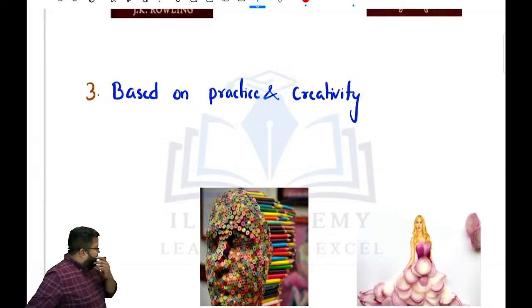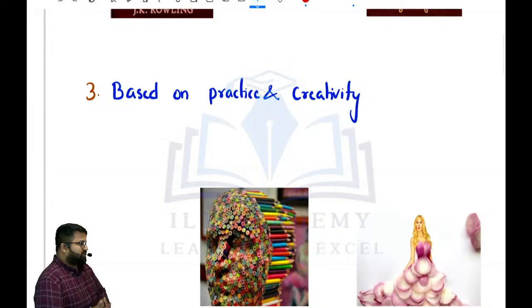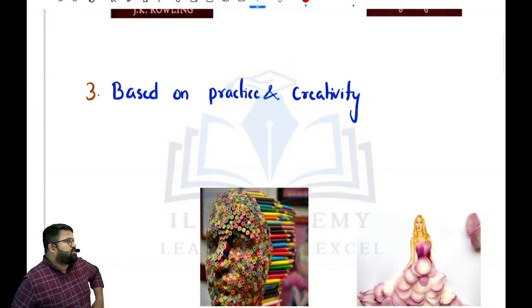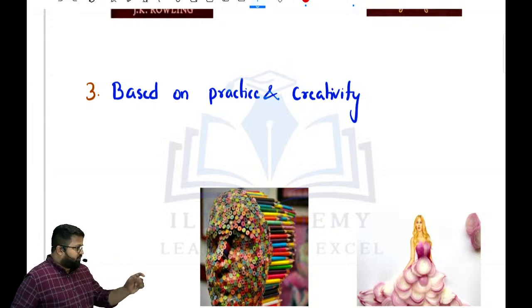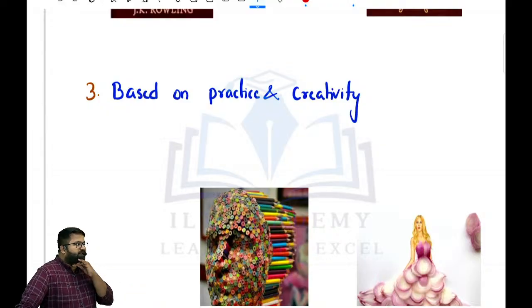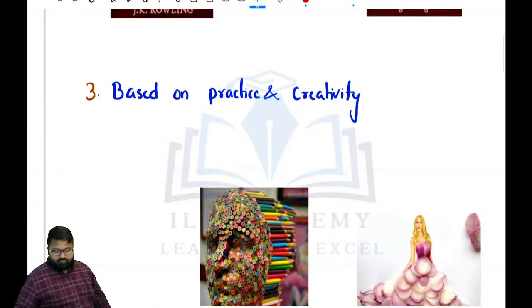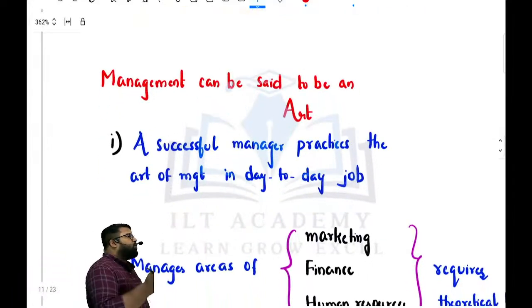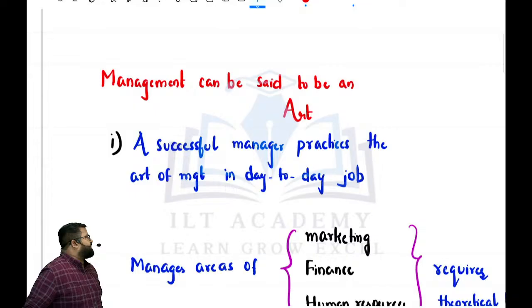Sorry, based on practice and creativity. The more you practice and the more creative you are, the more successful you will be in art. For example, martial arts itself is an art. How you are teaching that is different. So how you teach will vary and it gives you expertise. And now we can conclude with a sentence that management can be said to be an art.